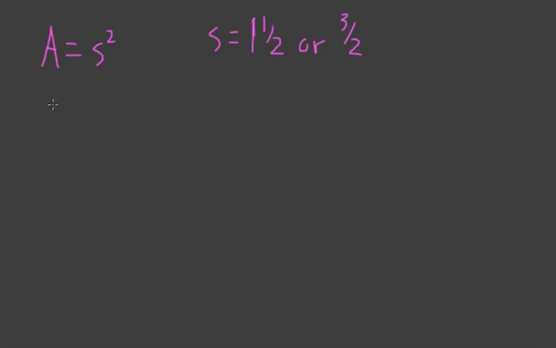So what we have to do is rewrite this as area equals 3/2 squared. And that's really 3 squared divided by 2 squared, which equals 9 over 4. And then we want to change this to a mixed number. So how many times does 4 go into 9? Well, it goes into 9 a total of 2 times. And then there's going to be a remainder of 1. So it's 2 1/4. And how do I know it's a remainder of 1?